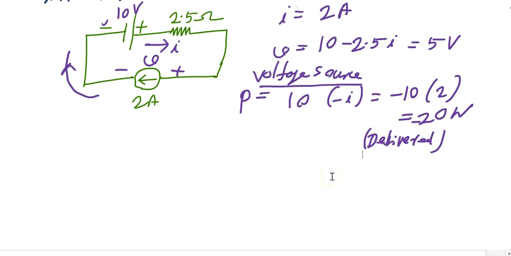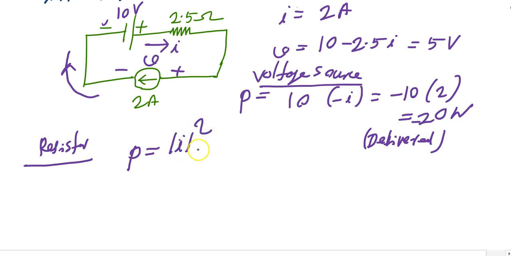Let us move to the resistor. P is equal to magnitude of I squared into R. Here the current I is equal to 2, so 4 into 2.5 is 10 watt. So a resistor always absorbs power.